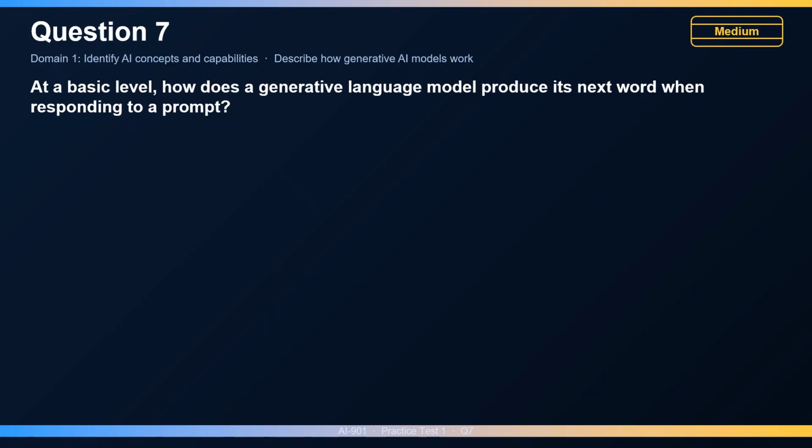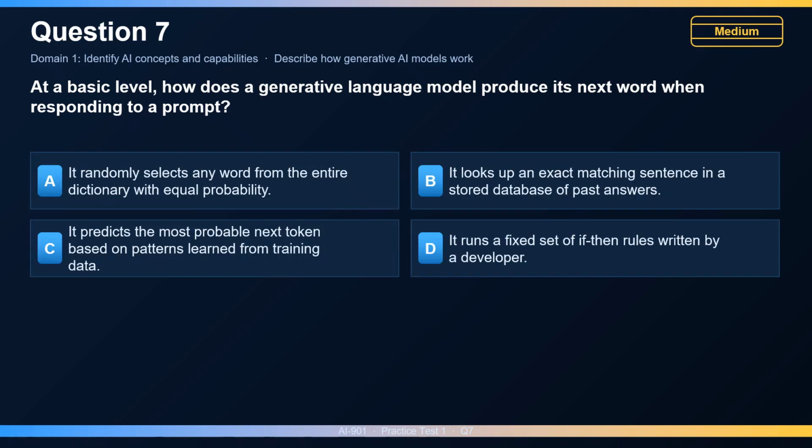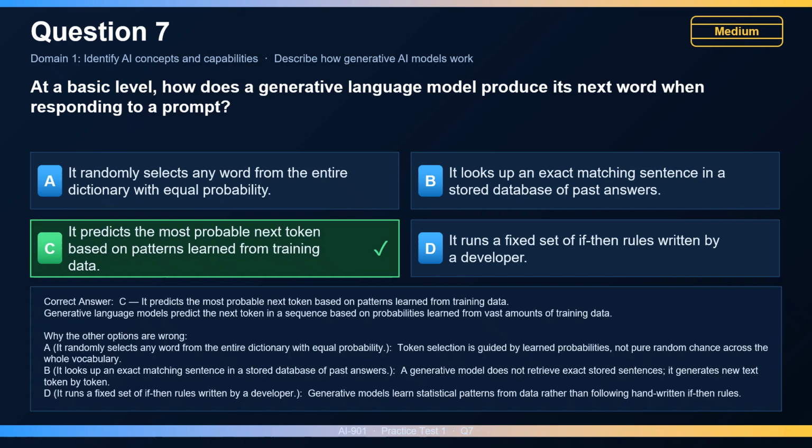Question 7. At a basic level, how does a generative language model produce its next word when responding to a prompt? The correct answer is C. It predicts the most probable next token based on patterns learned from training data. Generative language models predict the next token in a sequence based on probabilities learned from vast amounts of training data.